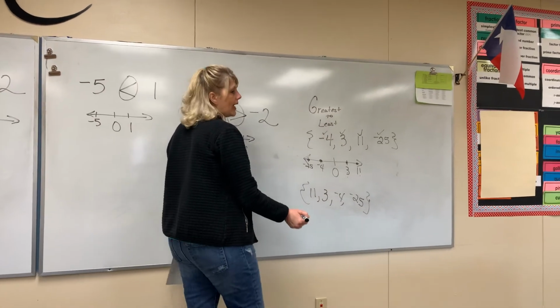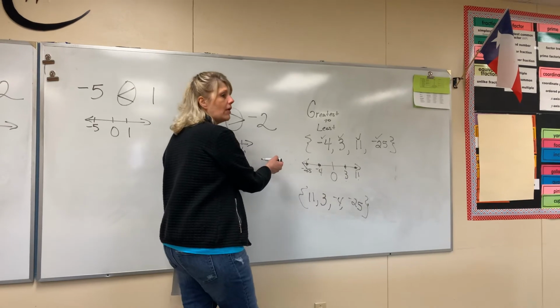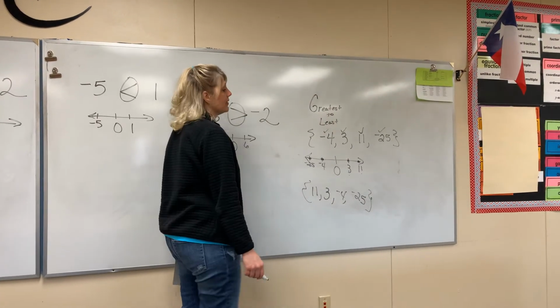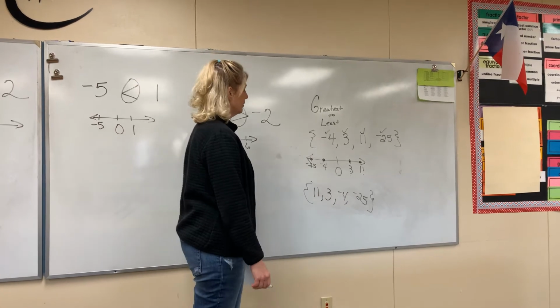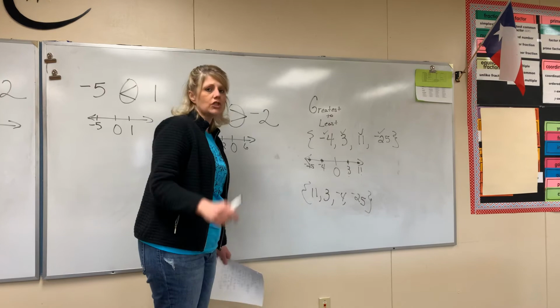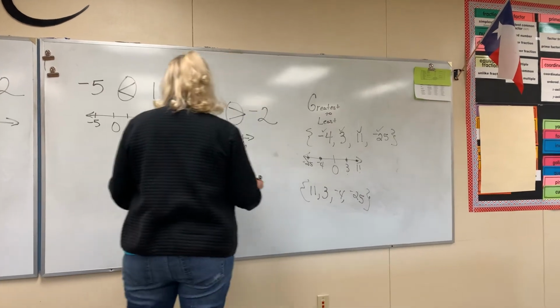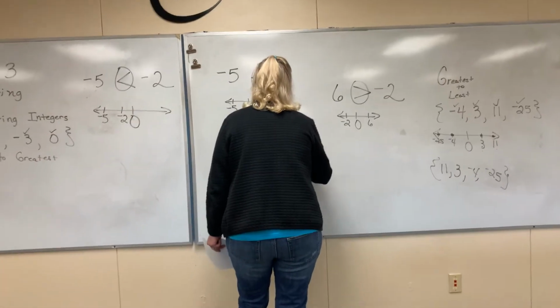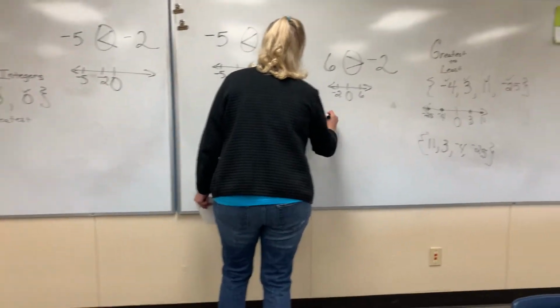Because again, you look at it, I told you the further you are from 0, the smaller you are. The farther you are from 0 on the positive side, the bigger you are. Okay? So that would be your answer on that one. All right, let's do one more. Okay, so let's go a little bit bigger. Let's go least to greatest.